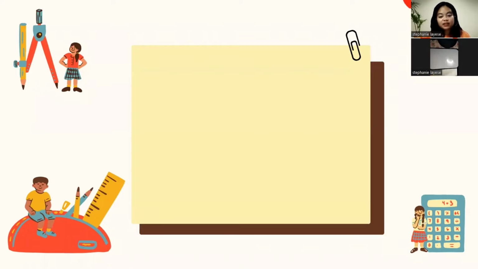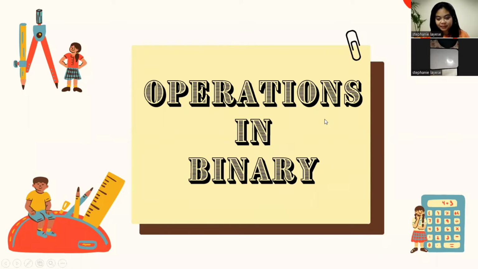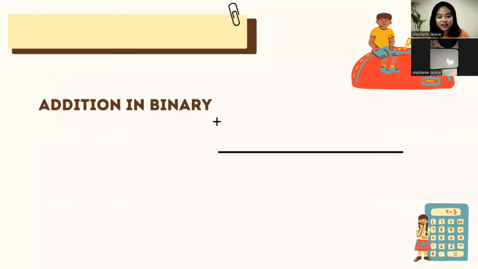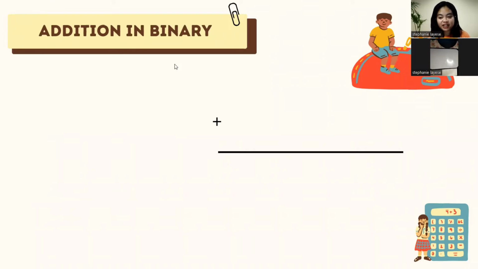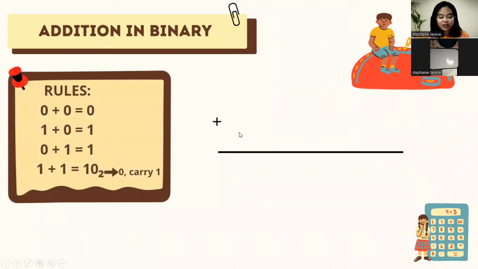And now we will talk about operations in binary. First, we have addition in binary, and we have rules to remember, which is 0 plus 0 equals 0, 1 plus 0 equals 1, 0 plus 1, we have 1, and 1 plus 1, we have 10 in base 2, but we will put 0 and carry 1. You might be confused because in decimals, 1 plus 1 is equals to 2, but in binary it's different because we will have the value of 10.